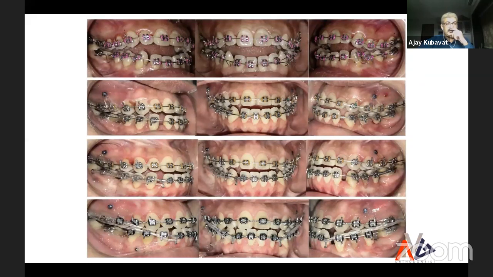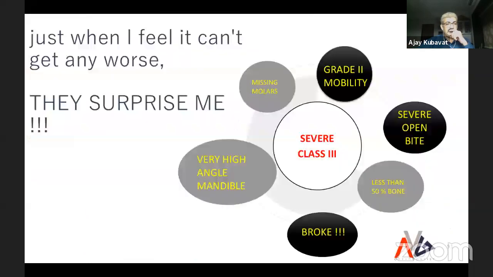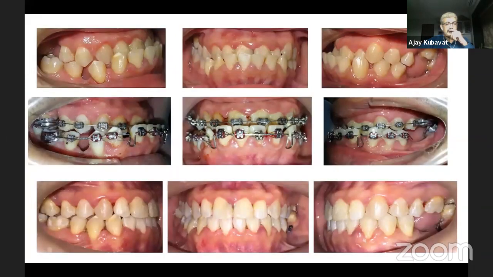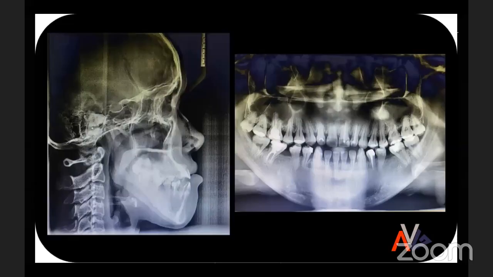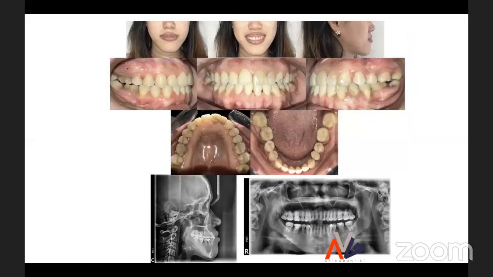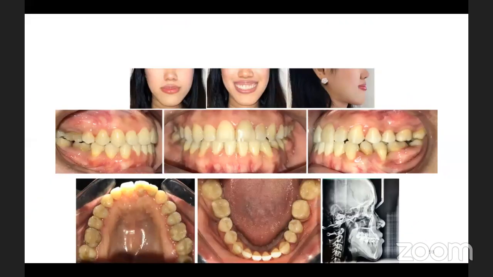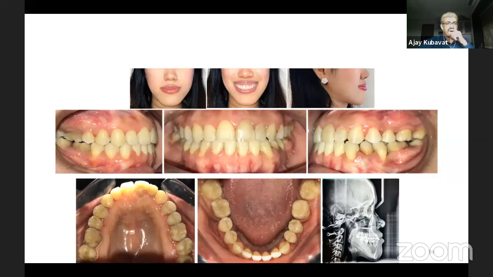Okay. In the last case, have you avoided the gummy smile? In the last case of the girl, I did not avoid the gummy smile. You can see that the gummy smile is still present, because the anteriors have extruded.